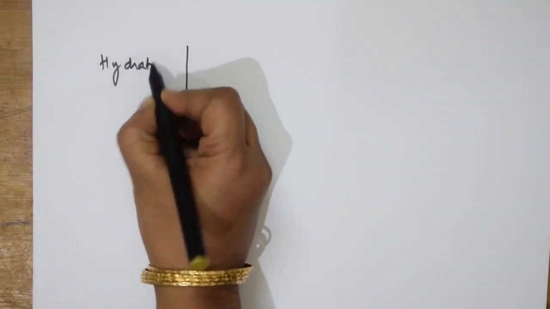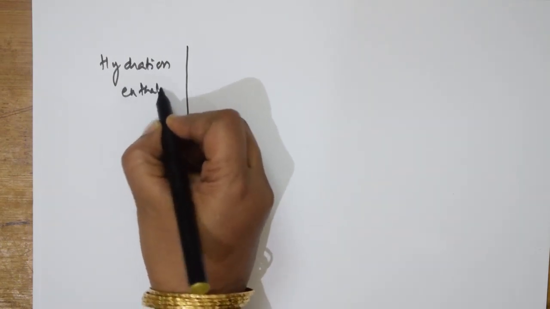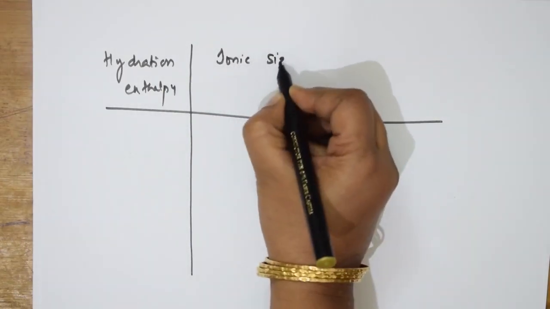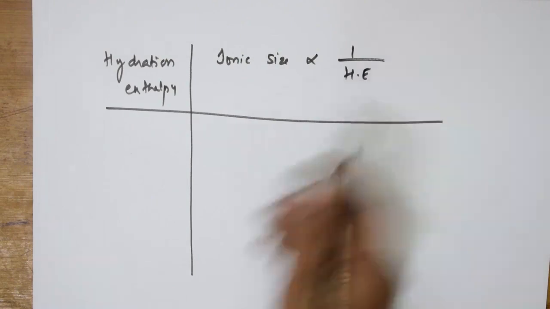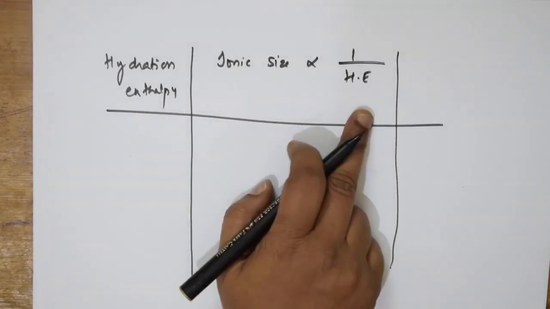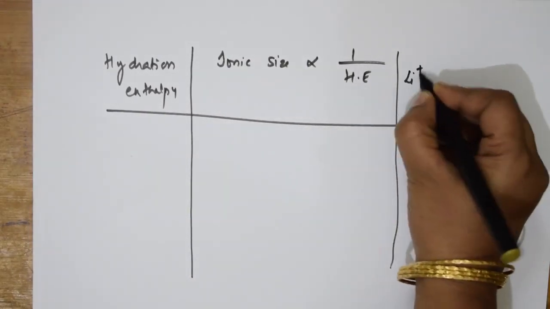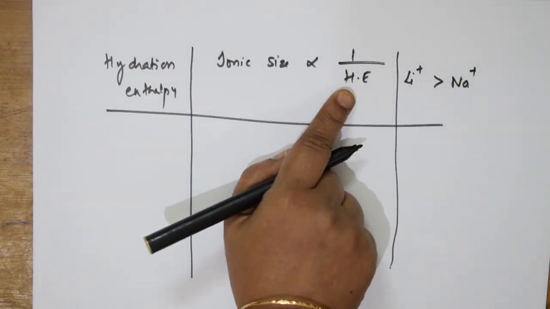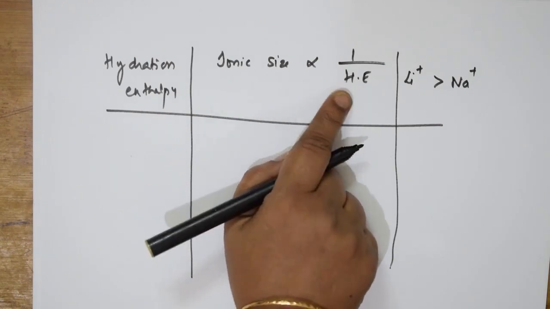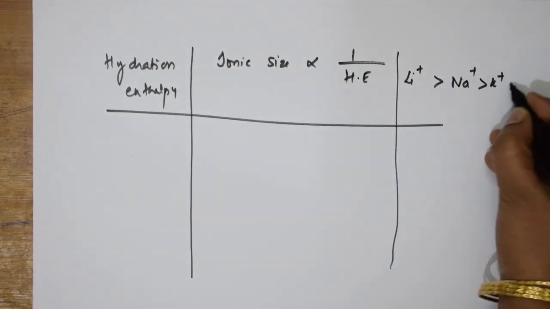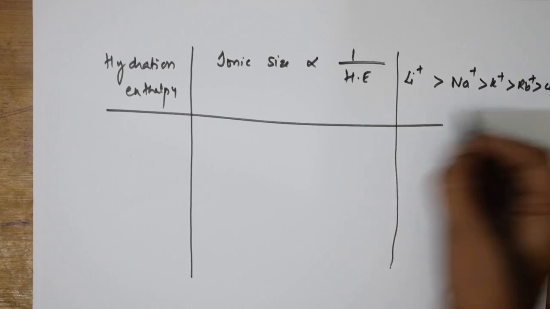The next property which you should remember is hydration enthalpy. I already told the trick in my video on hydration enthalpy. What did I say? Ionic size is inversely related to hydration enthalpy. This is the concept, right? So based on this, what is the order? Lithium plus is small, so the hydration enthalpy is great. Because the size is larger, hydration enthalpy will be lesser. Other way around, if the size is smaller, hydration enthalpy will be more. So the order is lithium, sodium, potassium, rubidium and cesium. This is the order which you should remember.